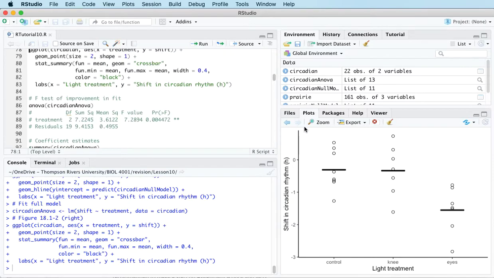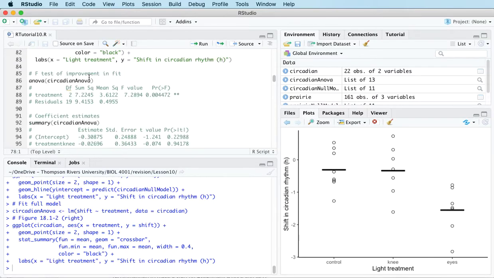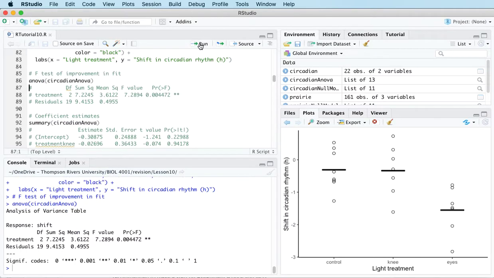So just as in the last video, what I want to do now is consider the improvement in fit from here to here. How much better does this model represent the patterns in the data than this model? So I'm going to look at an F-test of the improvement in fit, which, just as in the last video, we can obtain by using the anova function.